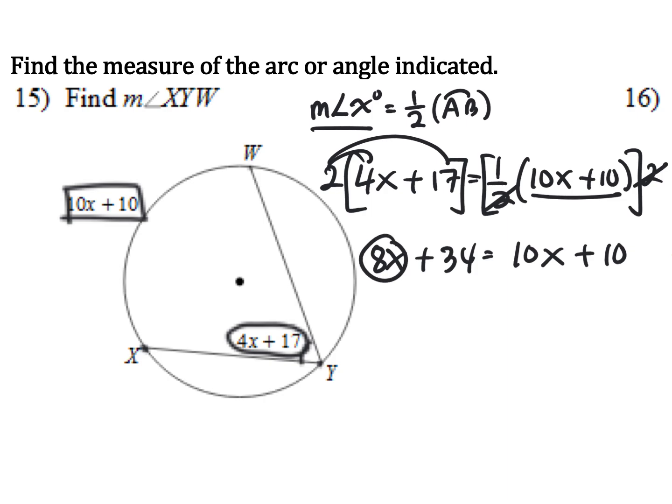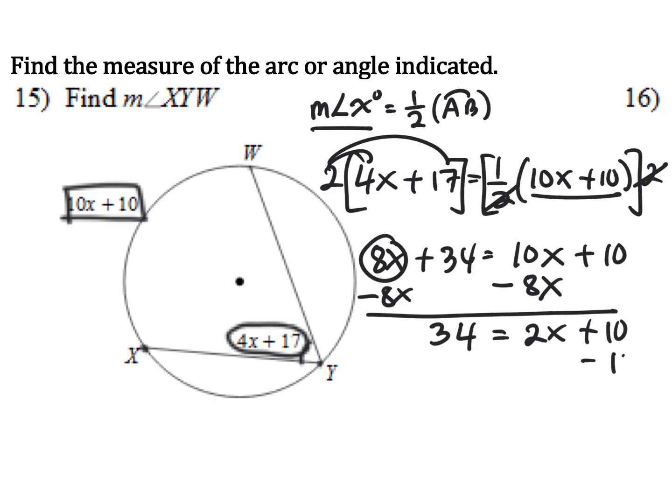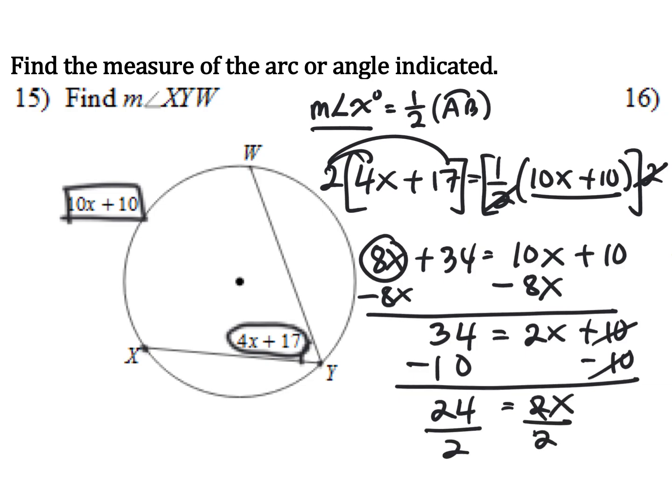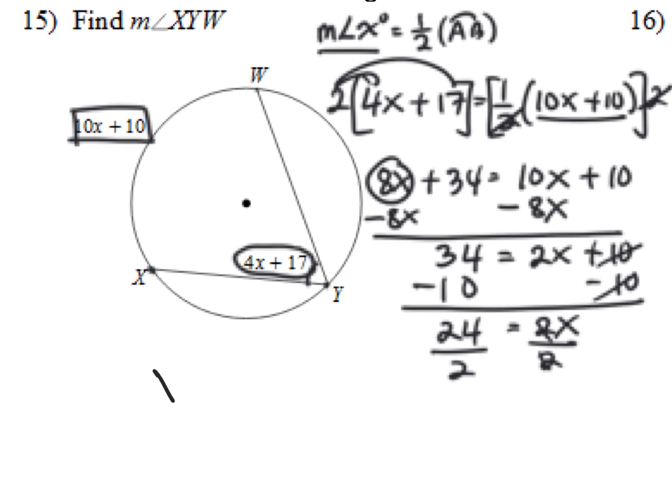Okay, it's easier for me to say minus 8x here, minus 8x. So what is left here is going to be 34 is equal to 2x plus 10. And then minus 10, minus 10, I'm left with 34 minus 10 is going to give you 24, divided by 2, divided by 2. And we know that 24 divided by 2 is simply 12. Okay, so that's the value of our x in here.